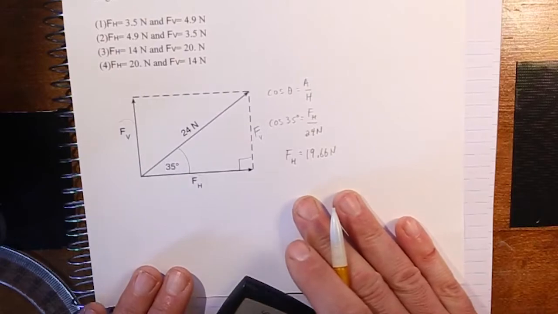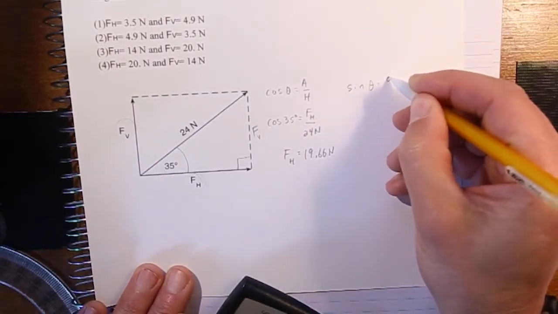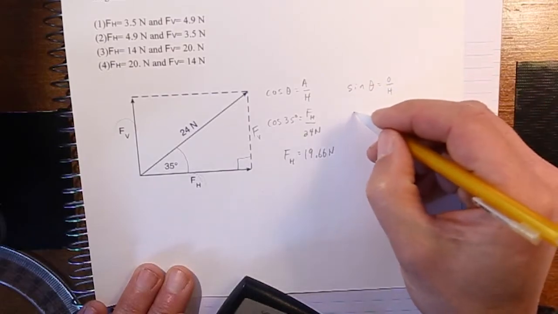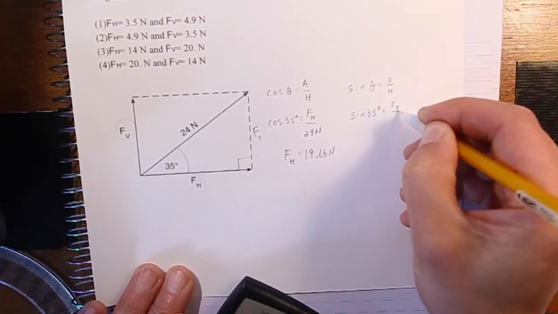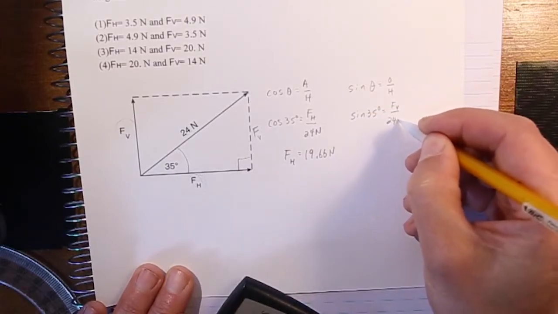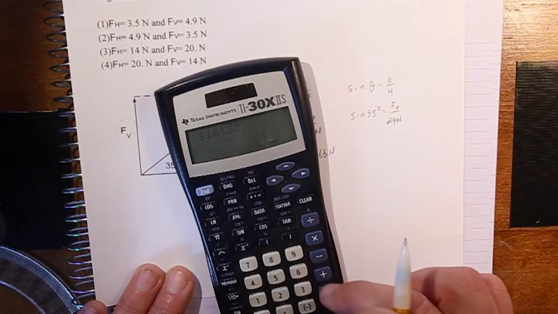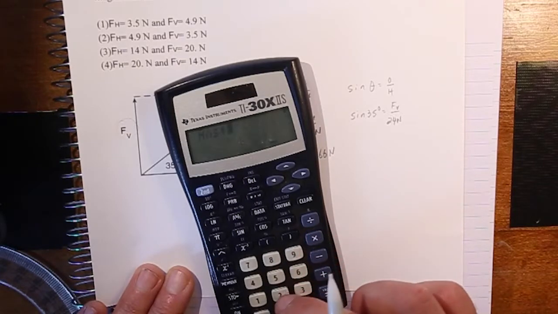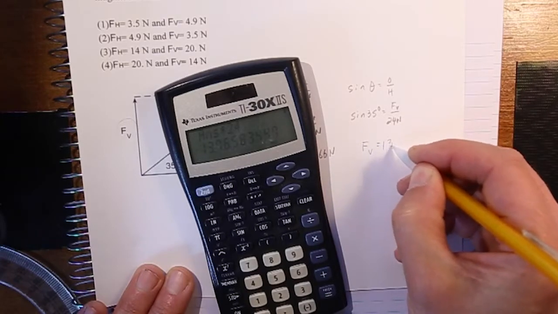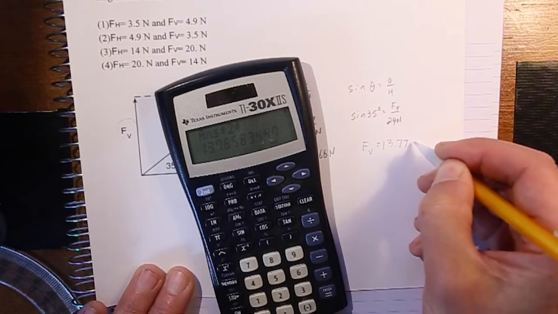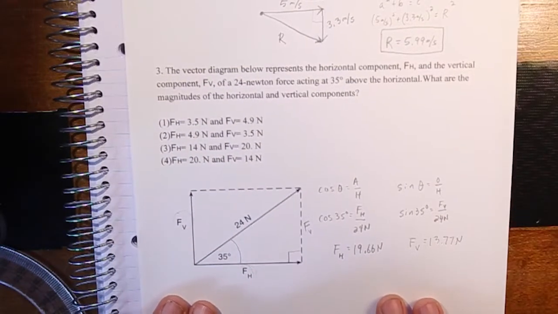And then for the F_V, we're going to solve for this side because that's the equal side of the rectangle. So that's going to be sine theta equals opposite over hypotenuse. So that's sine 35 equals opposite F_V over hypotenuse 24 newtons. So we're going to do sine 35 times 24 when we cross multiply, and that's going to give us an F_V of 13.77 newtons.